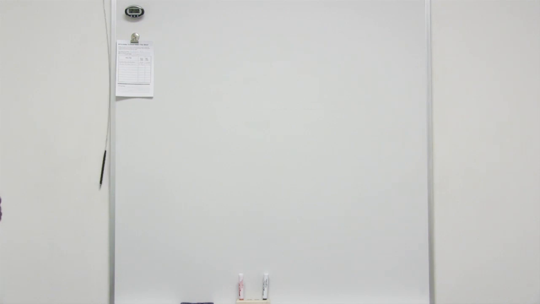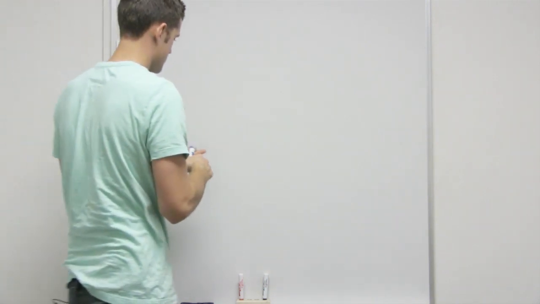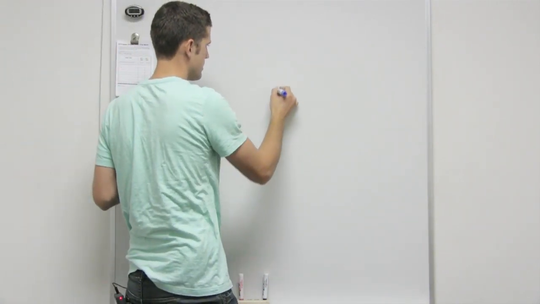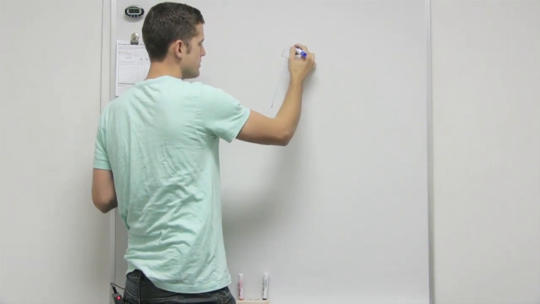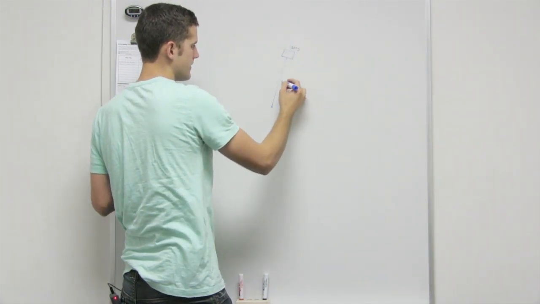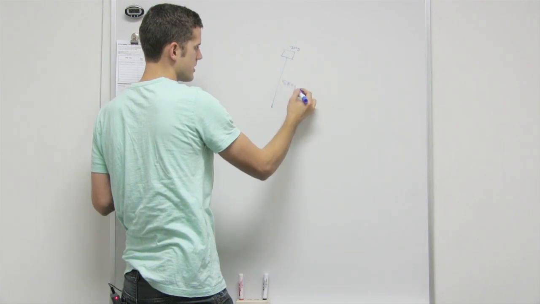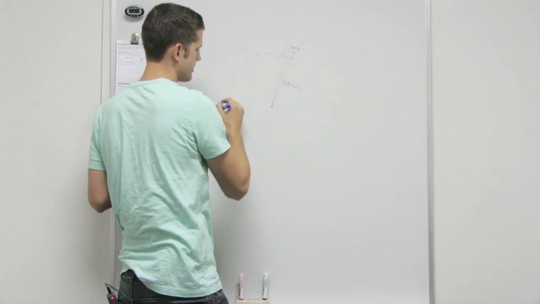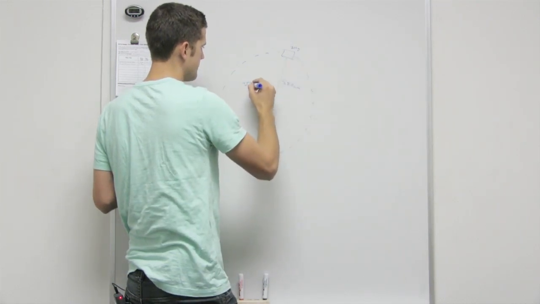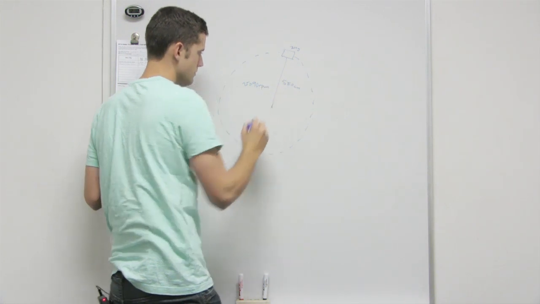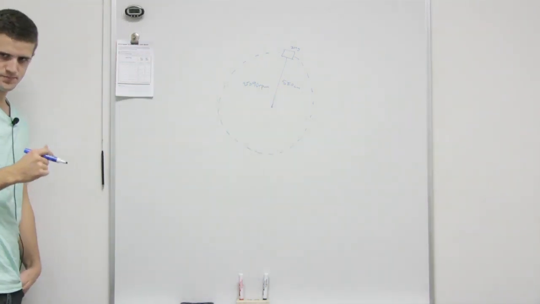A 300 gram block on a 58 centimeter long string swings in a circle on a horizontal frictionless table at 90 rotations per minute. So we're looking down, this is like a top view. What's the mass of it? 300 grams. And the 58 centimeters. It's just going in a circle here, 90 RPMs. So that would be omega.